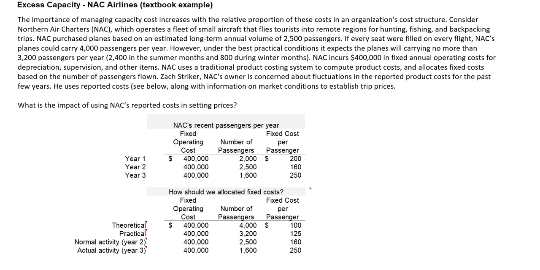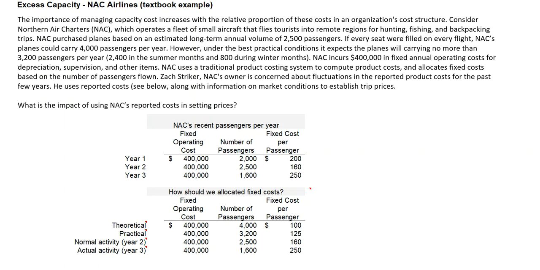NAC incurs $400,000 in fixed operating costs for depreciation, supervision, and other items. NAC uses a traditional product costing system to compute product costs and allocate fixed costs based on the number of passengers flown. Zach Stryker, NAC's owner, is concerned about fluctuations in the reported product costs for the past few years, as he uses reported costs along with information on market conditions to establish trip prices.